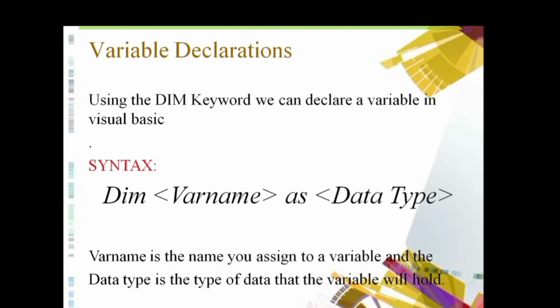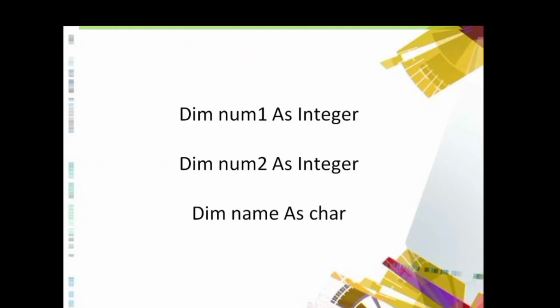Var name is the name that you assign to a variable, and the data type is the type that a variable will hold. Now we will see Dim space num1 as integer. Num1 is a variable whose data type is integer. Dim space num2 as integer, Dim space name as character. Here name is a variable that is a kind of character.